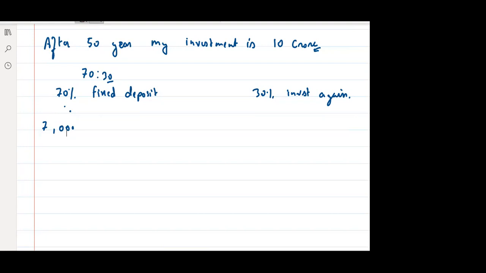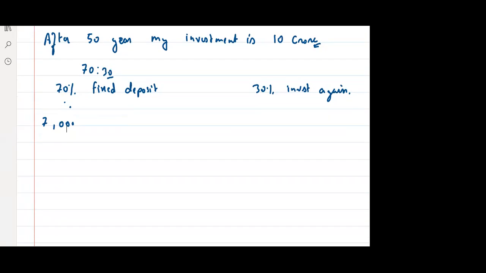Now, if I keep it in fixed deposit, and even if I get 8%, forget about 8%, even if I get like 7%, tell me, just give me a minute. My OneNote is hanged. Wait, I'll write here. So suppose I get 7%. What is 7% of 7 crore? Anyone? Calculate. 7% of 7 crore.